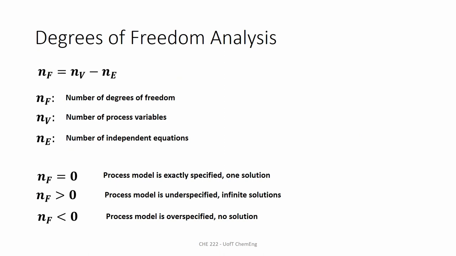So to know how many degrees of freedom are available in the system, we use this equation, which basically relates the number of degrees of freedom to the number of unknown variables minus the number of independent equations. If NF ends up being zero, that means the model is exactly specified and there is a solution for the system. If NF is larger than zero, then the model is underspecified and there are infinite solutions for the system. And if NF is less than zero, the model is overspecified and there is basically no solution for the system.